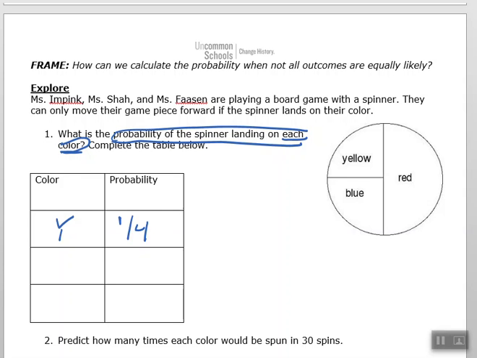For blue, my probability also looks like it's about 1/4. And my red, it looks like it takes up as much space as both the yellow and the blue. So for my red, it's 2/4 or 1/2. Okay, so right away, I'm not going to have a uniform probability model, because my outcomes are not all equally likely. So let's go down here. We can make some predictions.